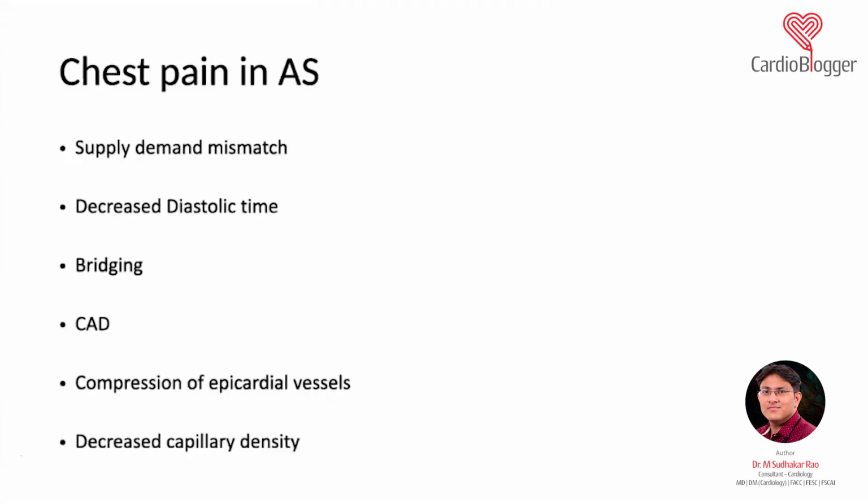I just discussed the causes of chest pain in aortic stenosis. The same applies to hypertrophic cardiomyopathy. Supply-demand mismatch, the diastolic time is decreased because the systolic time is increased. Myocardial bridging happens in hypertrophic cardiomyopathy. Coronary artery disease can cause angina. Compression of epicardial vessels by the thickened myocardium and decreased capillary density. So these are the various things which cause chest pain in hypertrophic cardiomyopathy.